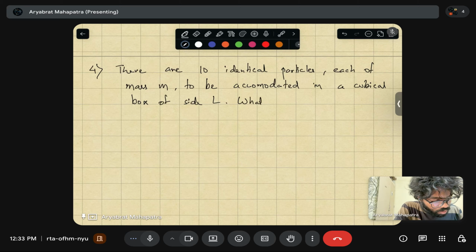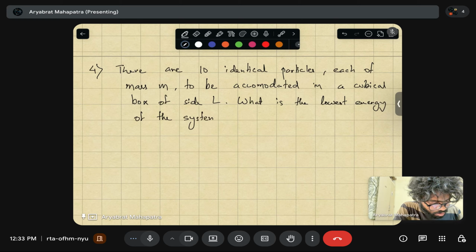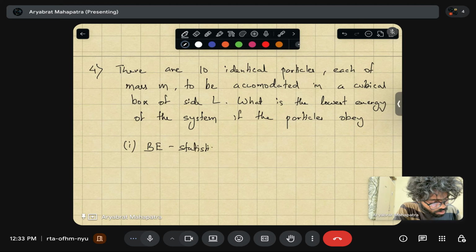So what is the lowest energy of the system if the particles obey Bose-Einstein statistics and Fermi-Dirac statistics.